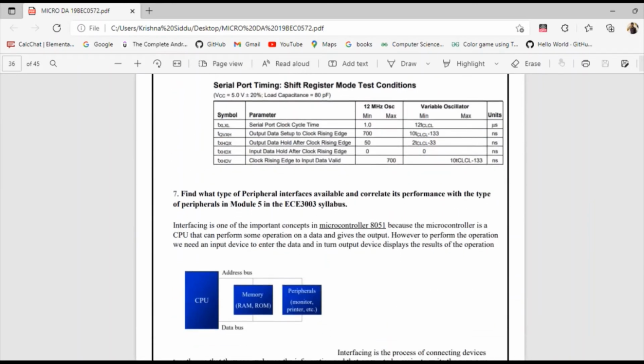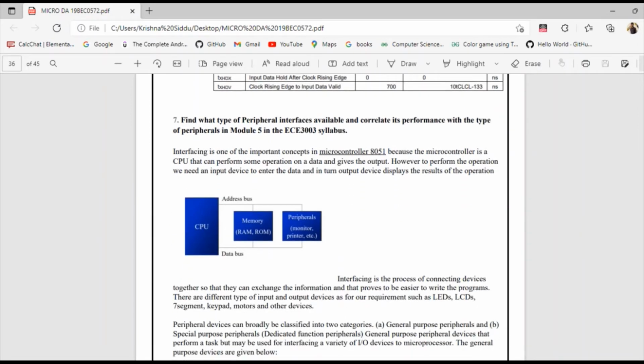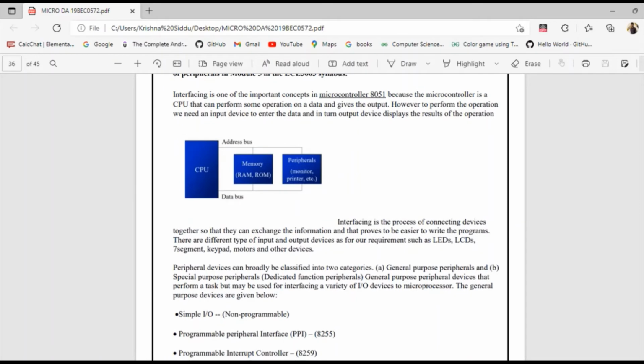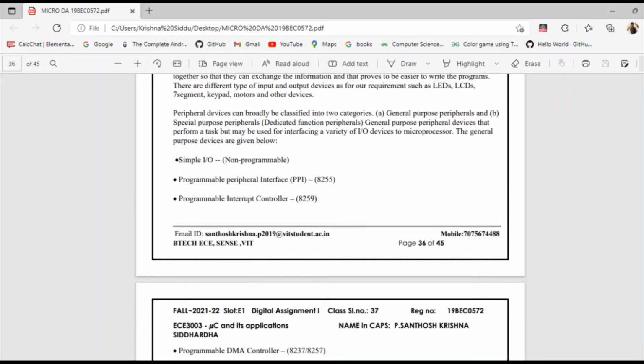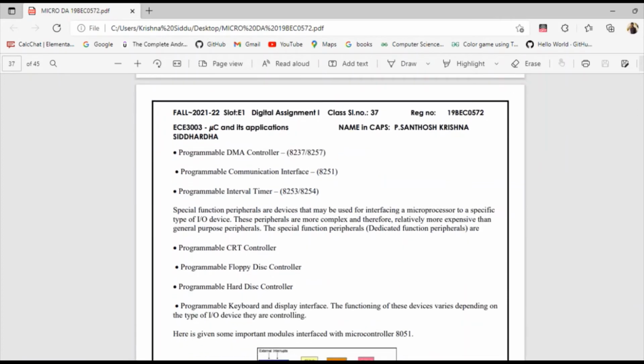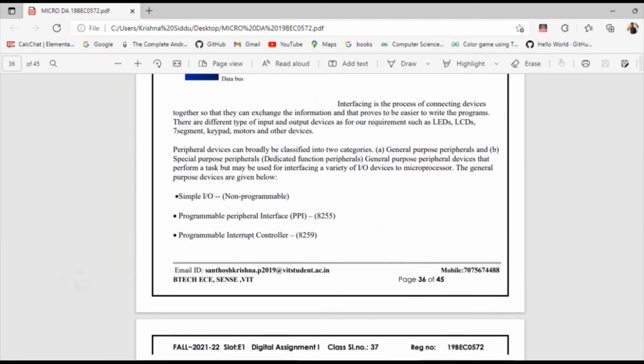Next, coming to our seventh question: what types of peripheral interfaces are available, and correlate their performance with the type of peripherals in the Module 5 NEC 003 syllabus. This is a simple CPU, and the CPU consists of memory. The memory consists of both RAM and ROM. Peripherals are like monitors, printers, etc. We know that simple input and output is called non-programmable. Programmable interfaces include the PPI, programmable interrupt controller, programmable DMA controller, programmable communication interface, and programmable interval timer. These are some peripheral devices.